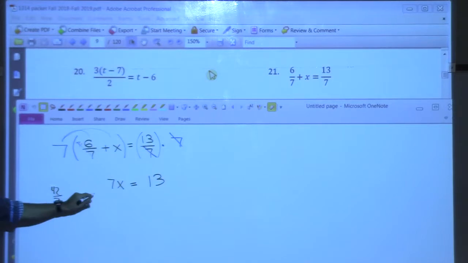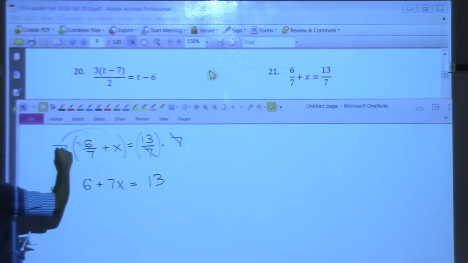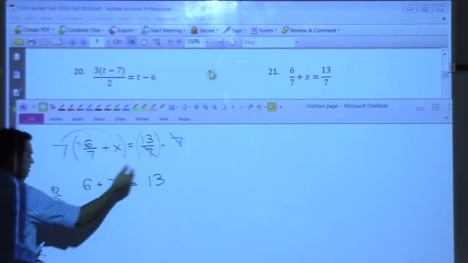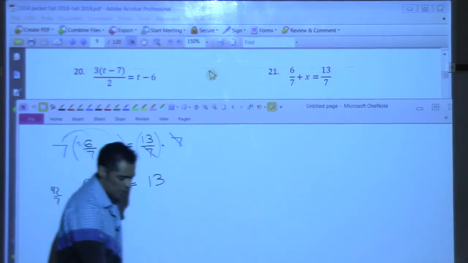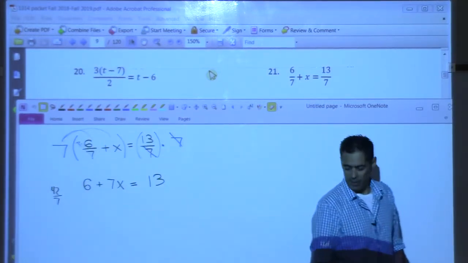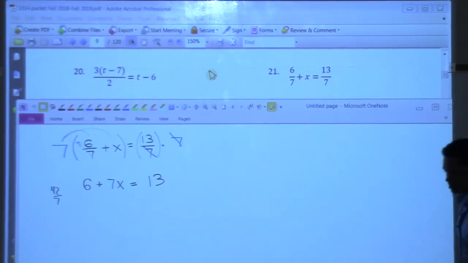So what should be in front of this? 6, just the number 6 and then plus. Right? So this becomes 6, this is 7x, there's a plus between them, and that side's 13. And once we're here, this should be something that we're comfortable with, right, Josh? Yep. Okay, so what would you do here, Josh?